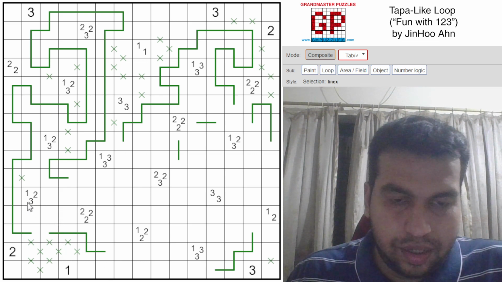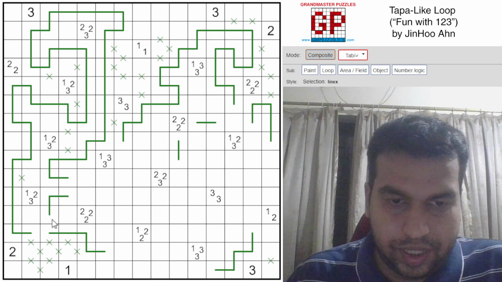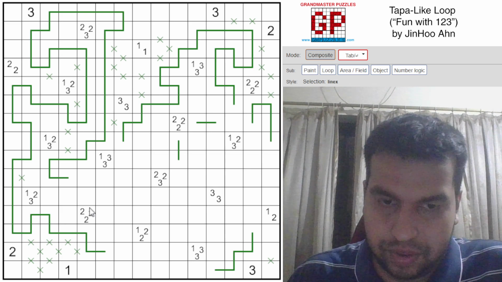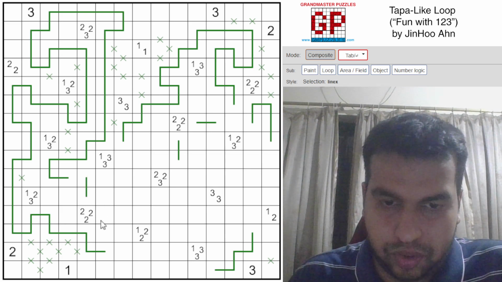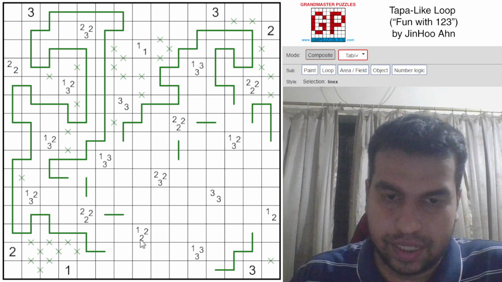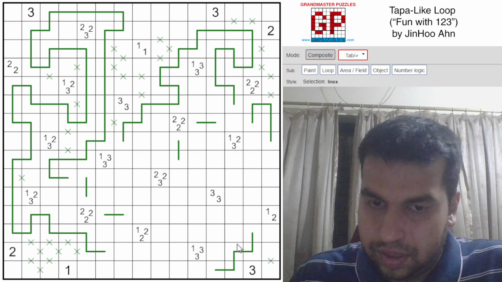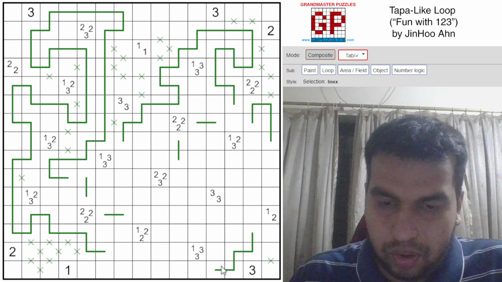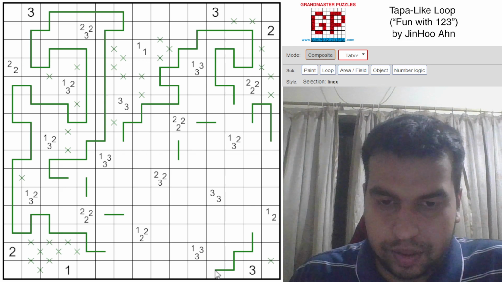This 1, 2, 3, the 2 portion of it cannot be like this. It will lead to a closing of the loop. So this is what's left. Now the 2, 2, 2 forces this. Now look at this 3, 3, 1.